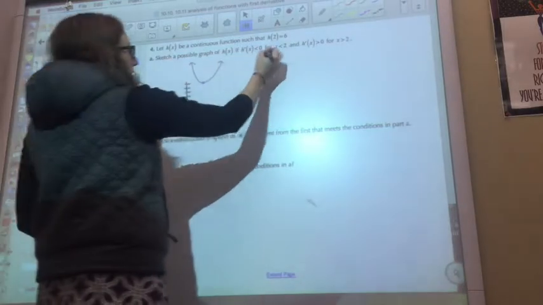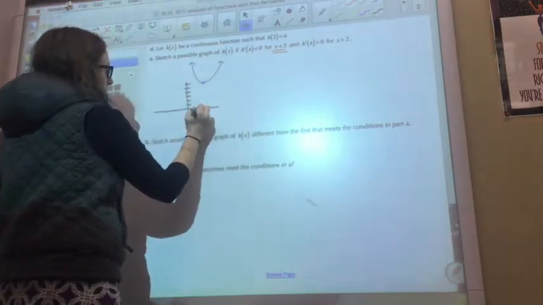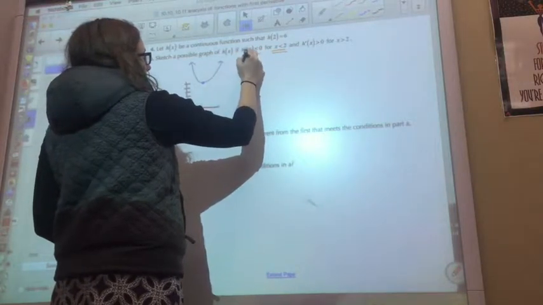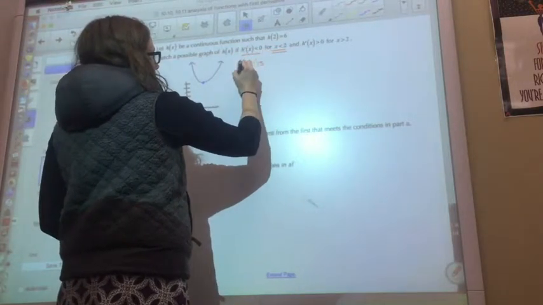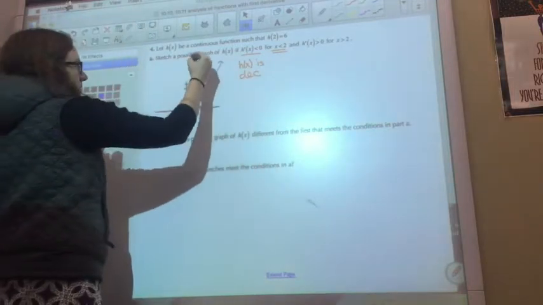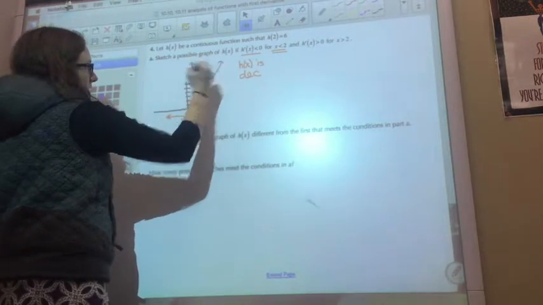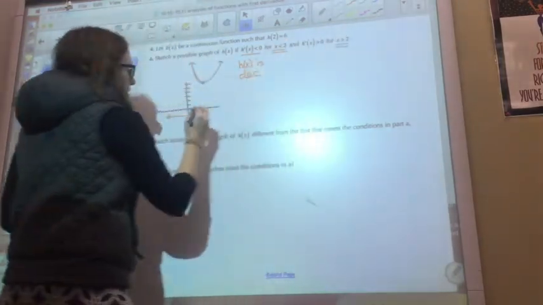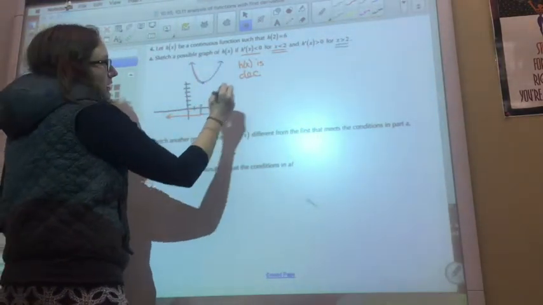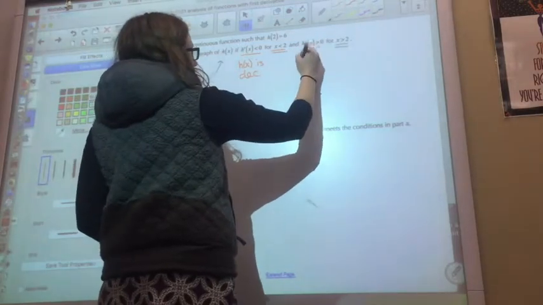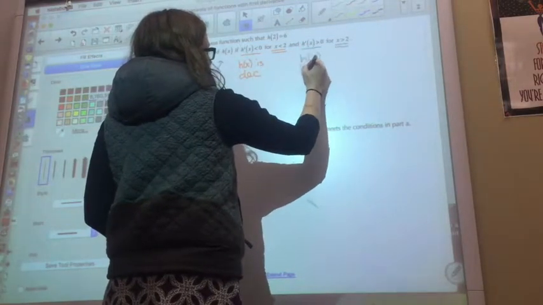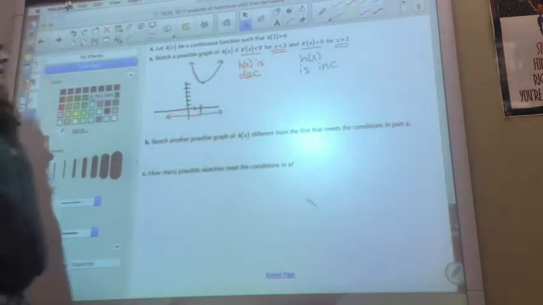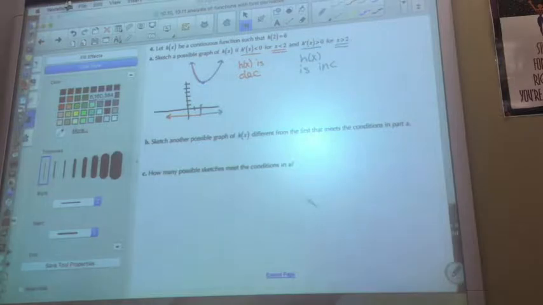So for x less than 2, this way, we have that h prime of x is less than 0, which means that h of x is decreasing. So on this section, are we going down? Yeah. And then over here, for x greater than 2, meaning that way, h prime of x is greater than 0, which means that h of x is increasing. And are we increasing as we go that way? Yeah, absolutely. So that looks good to me.